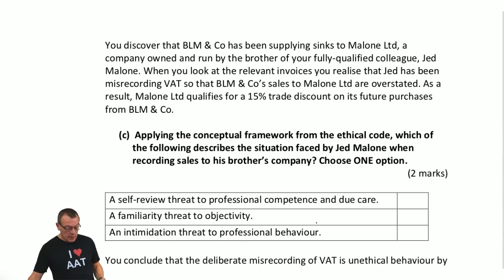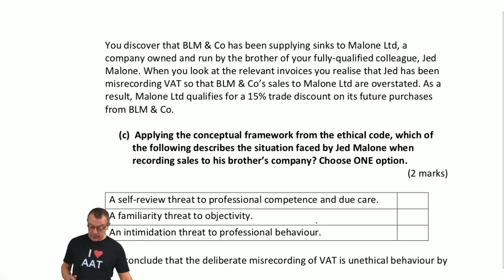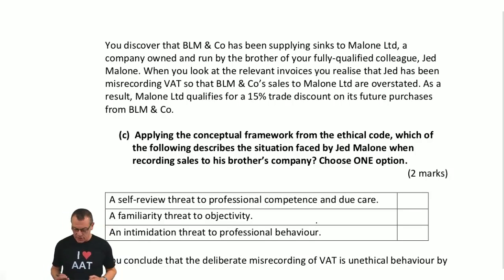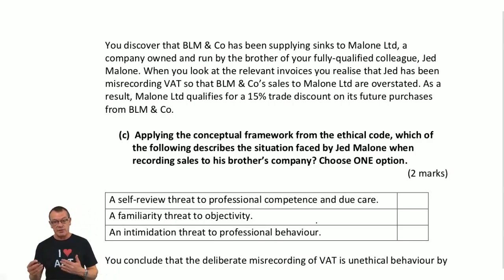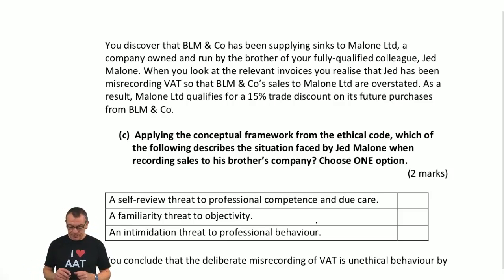Okay, let's move on. We now discover that BLM & Co has been supplying sinks to Malone Limited, a company owned and run by the brother of your fully qualified colleague, Jed Malone. When you look at the relevant invoices, you realise that Jed has been misrecording VAT, so that BLM & Co sales to Malone are overstated. Okay. As a result, Malone qualifies for a 15% discount. So in other words, this really benefits the person that it's happened to on its future purchases.